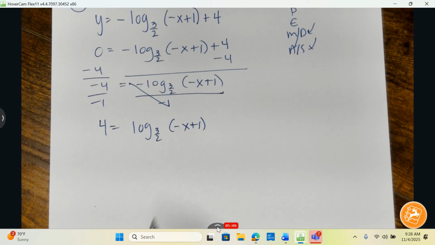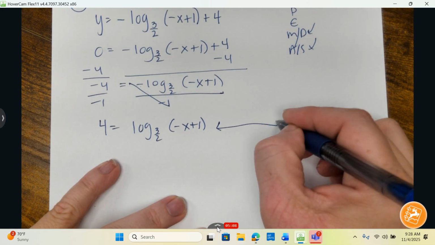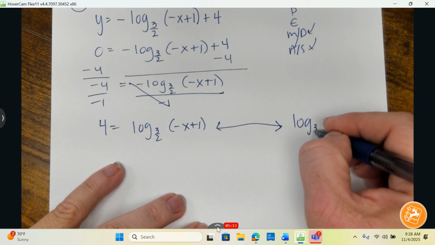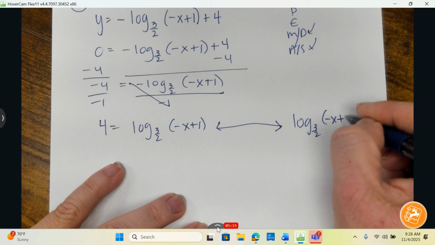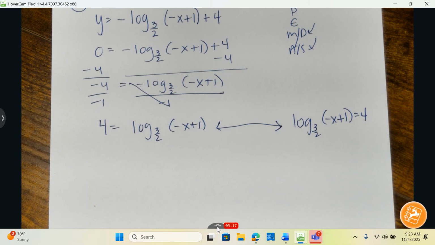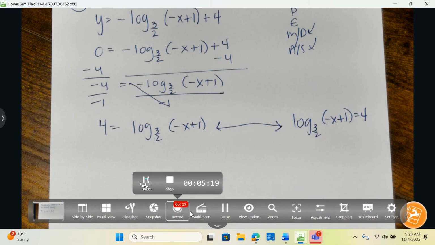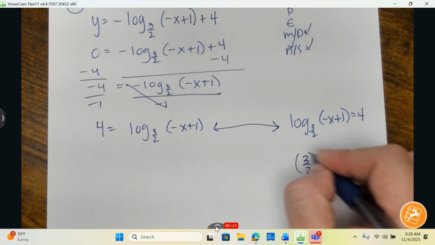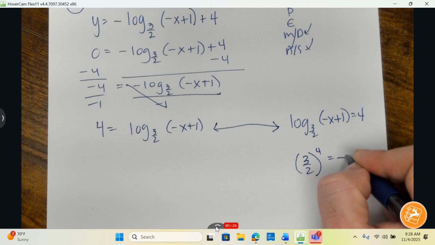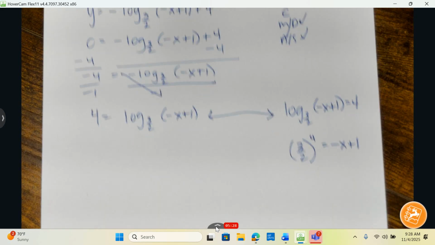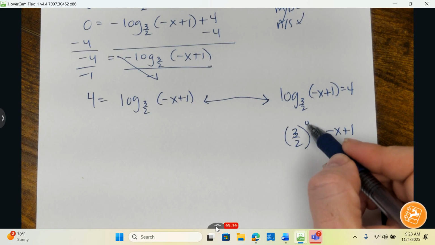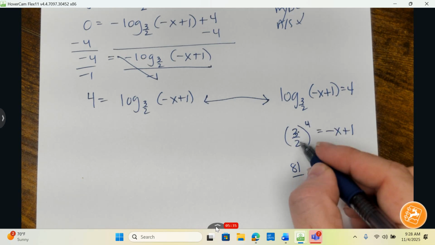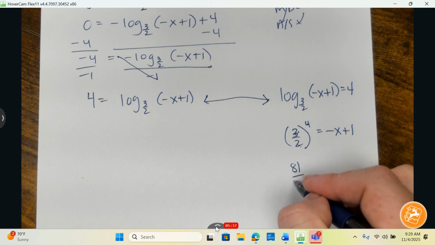And now it's time to write it in exponential form. Now, if you want to, you can rewrite this as log base 3/2 of negative x plus 1 equals 4. Okay, let's rewrite this right now. So we have 3/2 raised to the 4th equals negative x plus 1. 3 to the 4th, 3 times 3 times 3 times 3, is 81. 2 to the 4th, 2 times 2 times 2 times 2, is 16.